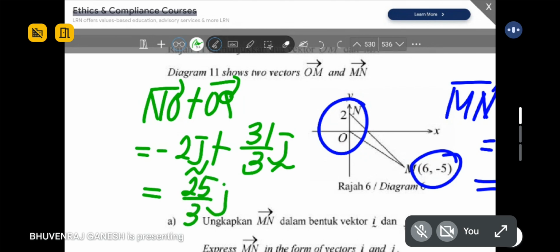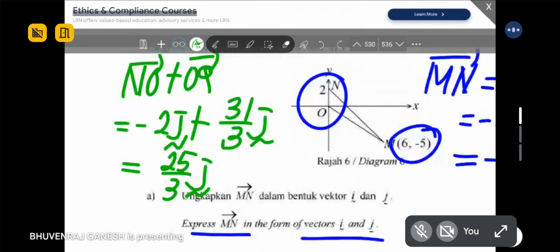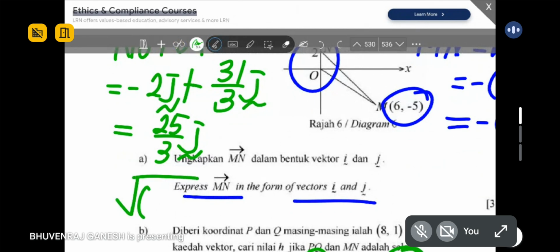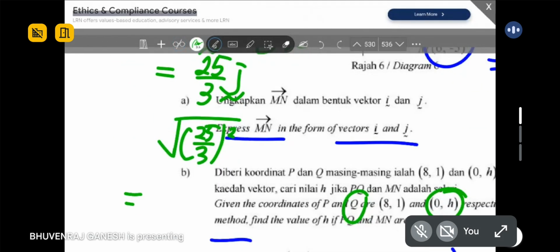So magnitude, guys, how to find magnitude? Pythagoras theorem. Square root of 25 over 3 squared. Press calculator, square it and then square root, your answer is still 25 over 3. Understand? So this is your magnitude.